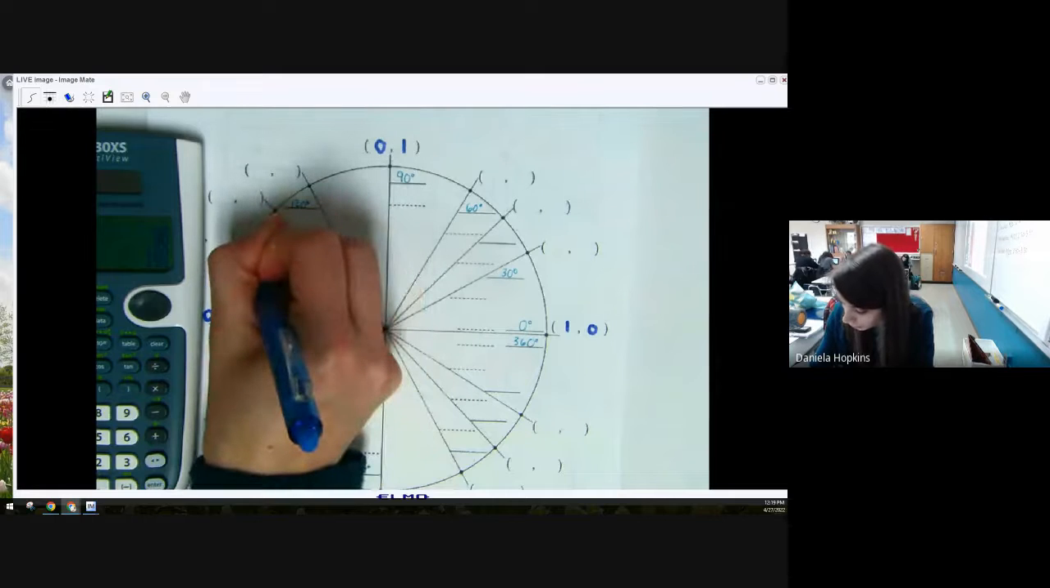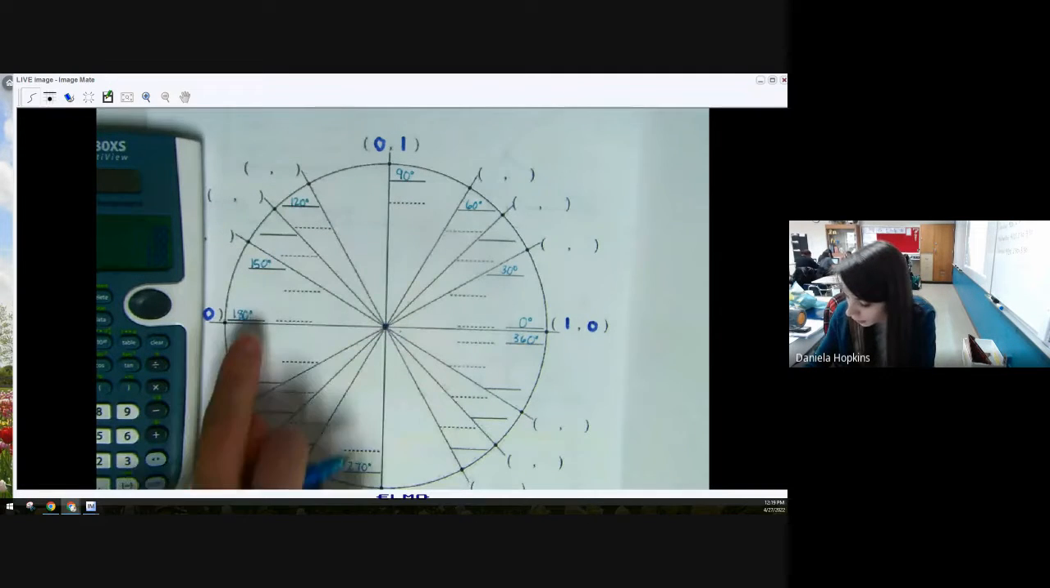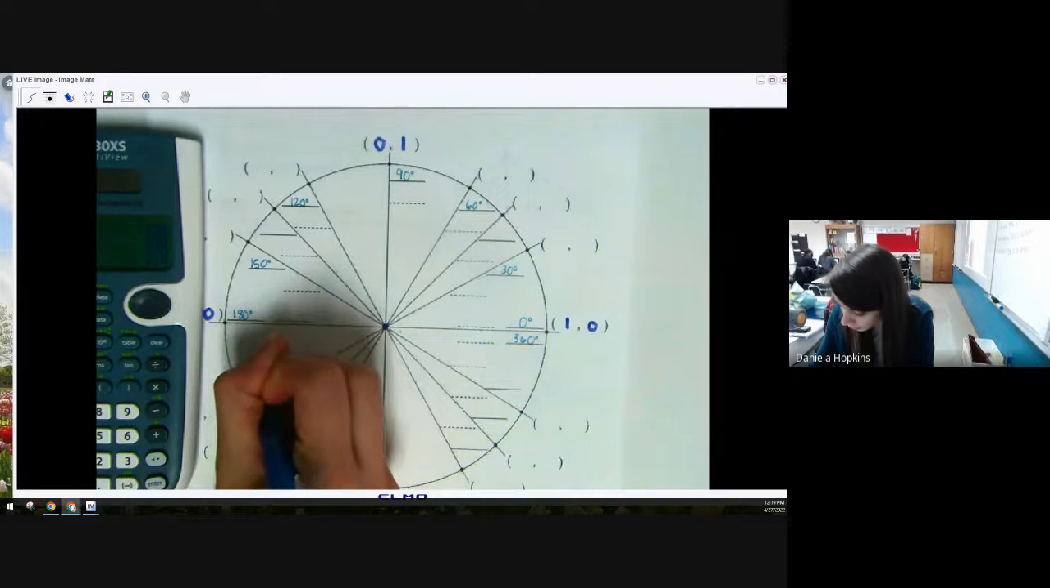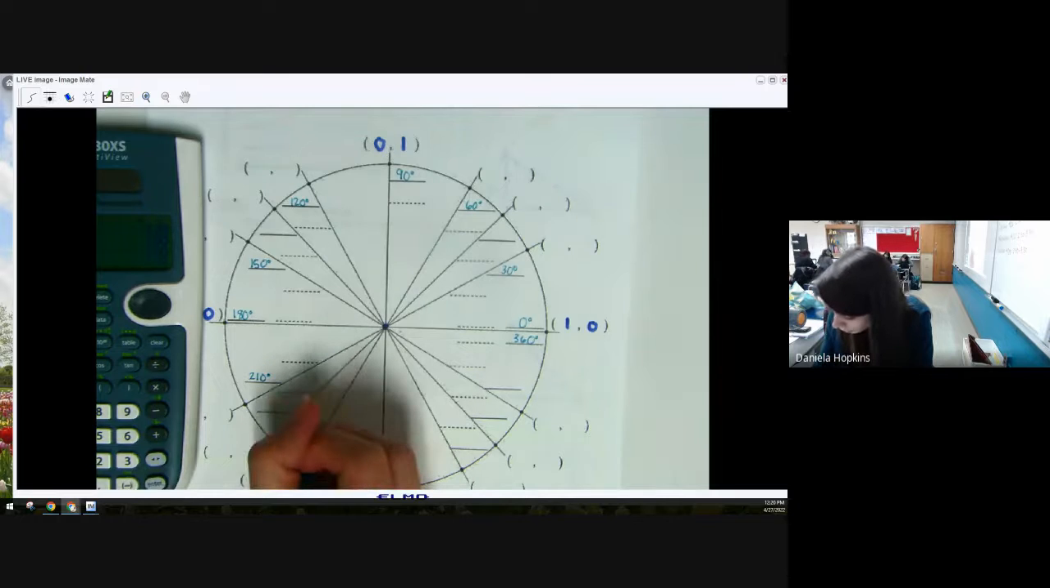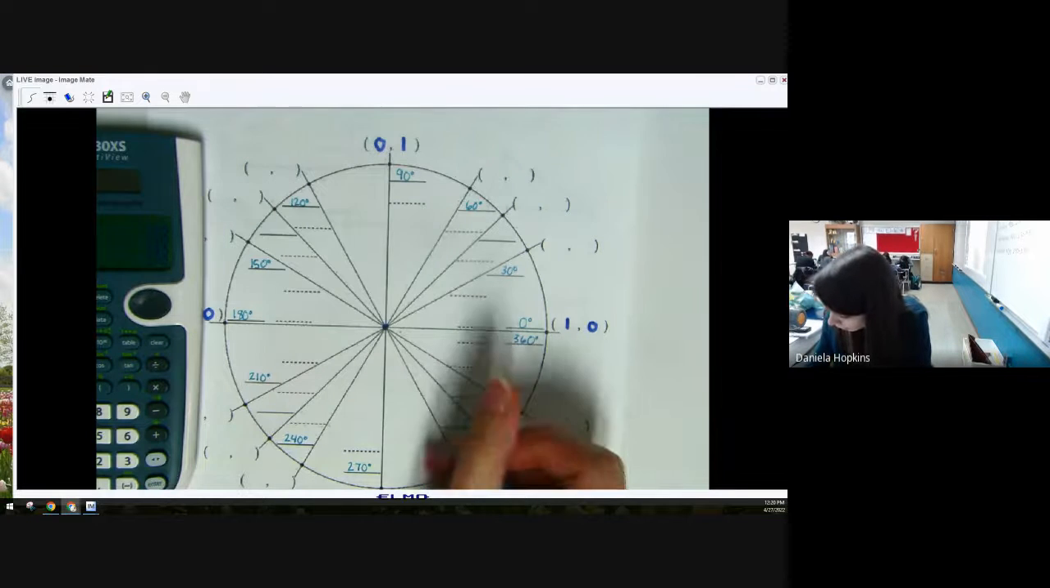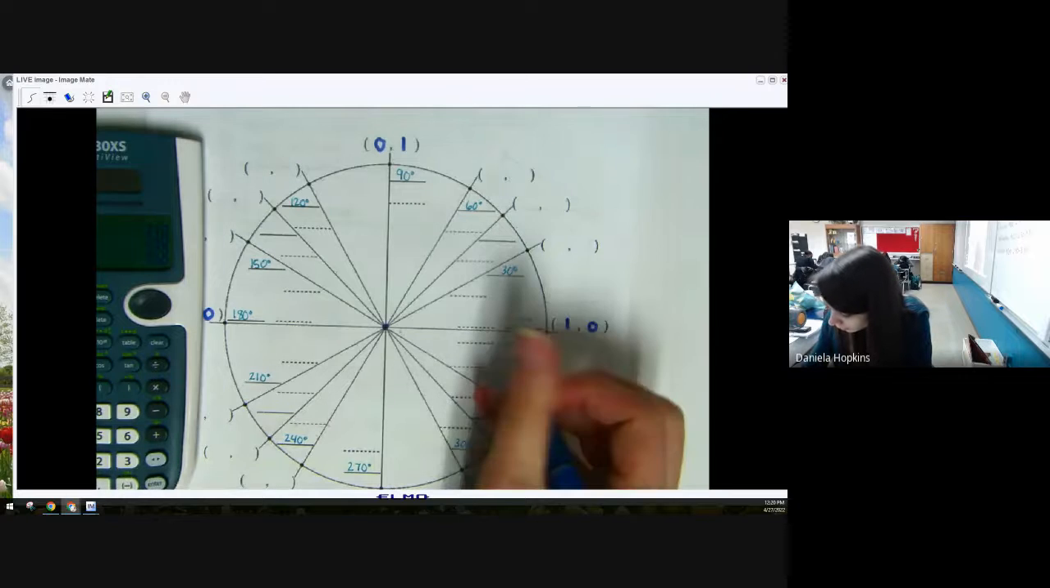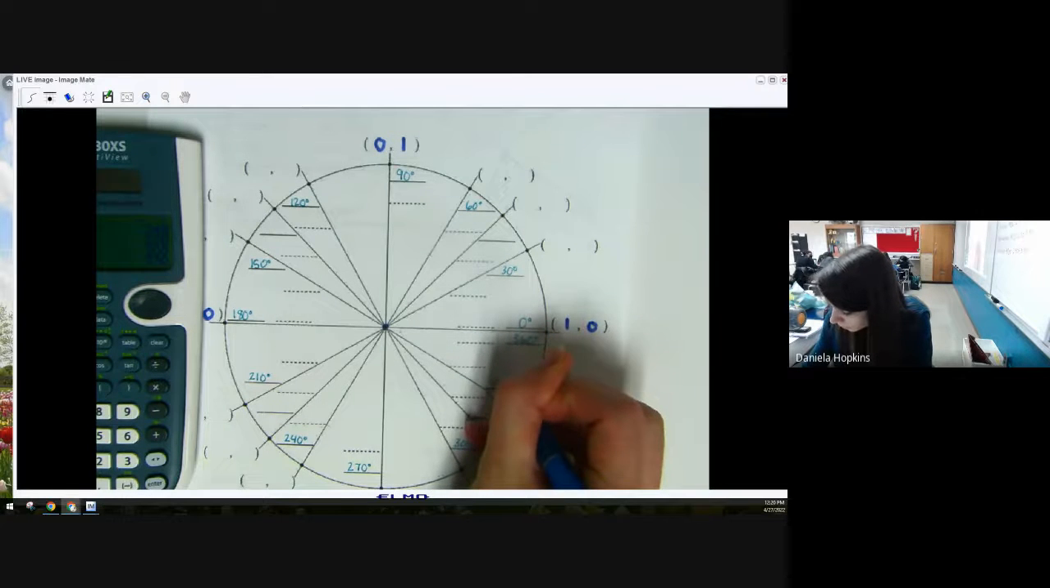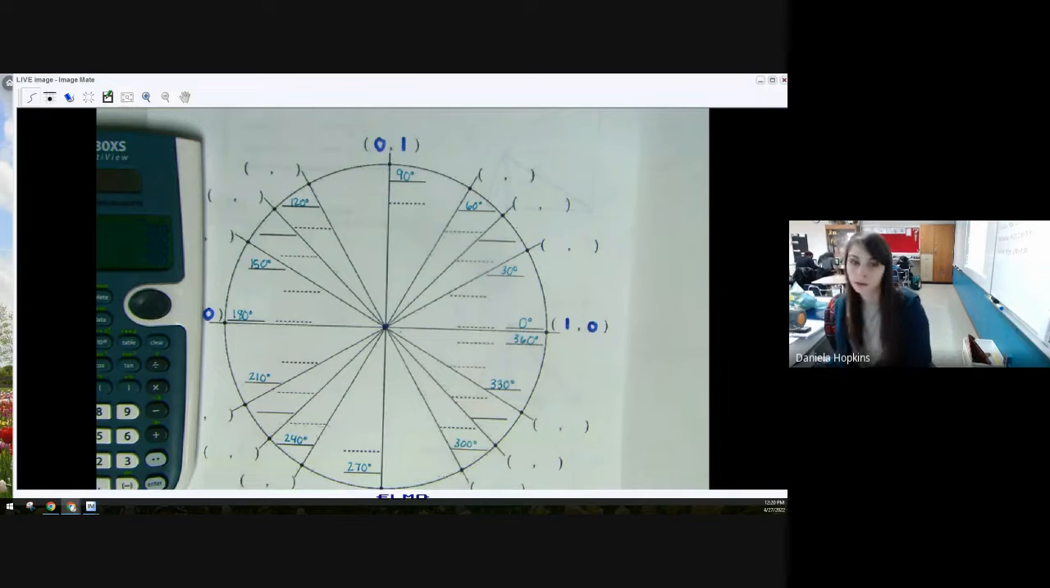If I hit enter again, I get 180. Enter again, this is 210 degrees. Skip a line, because we're skipping our 45s. This is 240. Enter again, that's 270. Enter again, this would be 300. Skip a line, we have 330. And then we'd have 360. Okay, so we just went around and filled in all of our degrees for the 30 degrees.